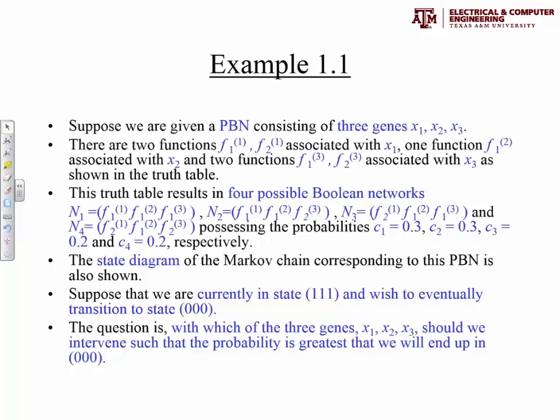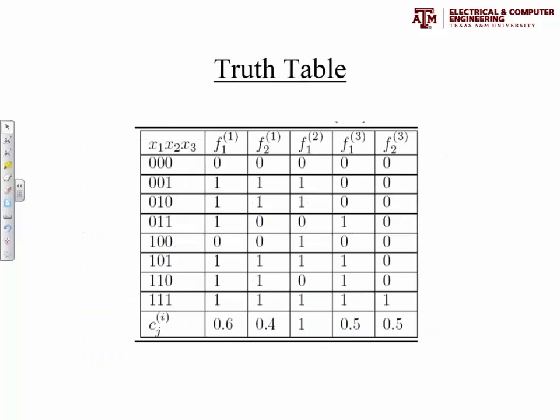So suppose you're given a PBN that consists of 3 genes, X1, X2, X3. This is a toy example, not a real world example. Let's say for the first gene, you have 2 predictors associated with it. For the second gene, you have only 1 predictor, and then you have 2 predictors associated with the third gene. And let's say the truth table is as shown on the following picture.